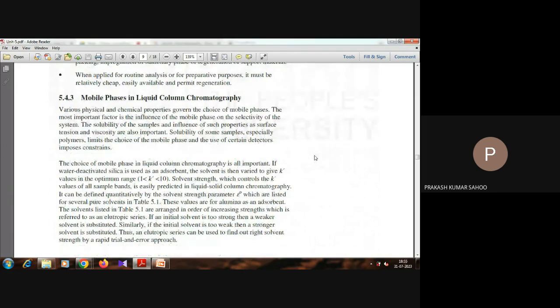Mobile phase in liquid column chromatography is again a liquid. Stationary phase is liquid. Mobile phase is also liquid. So various physical and chemical properties govern the mobile phase. The most important factor is the influence of the mobile phase on the selectivity of the system. The first important one is selectivity. The solubility of the sample and the influence of such properties as surface tension and viscosity are important. Solubility of some samples, especially polymers, limits the choice of mobile phase, and use of certain detectors imposes constraints.